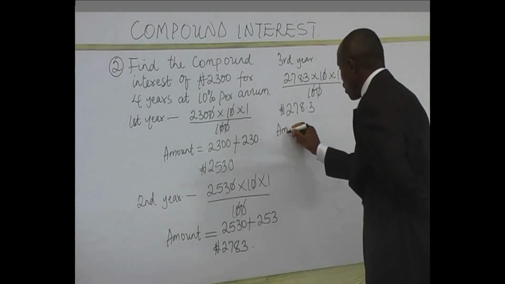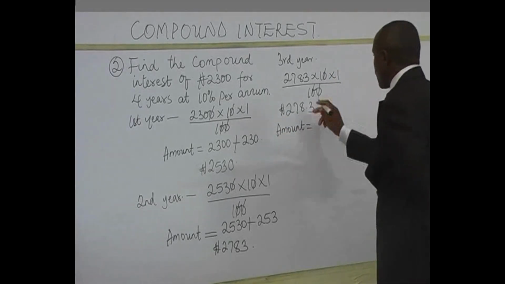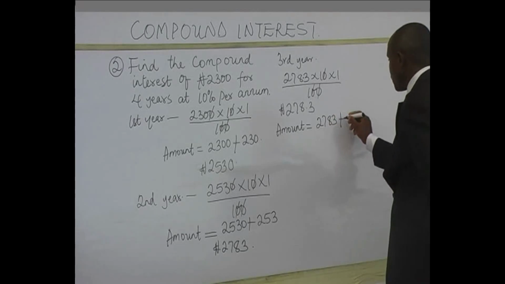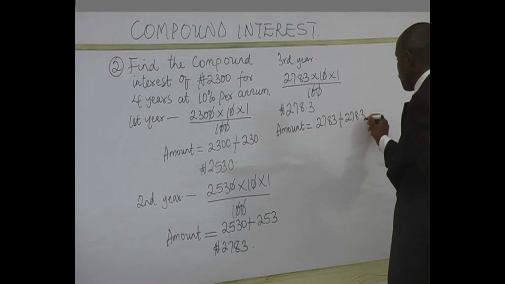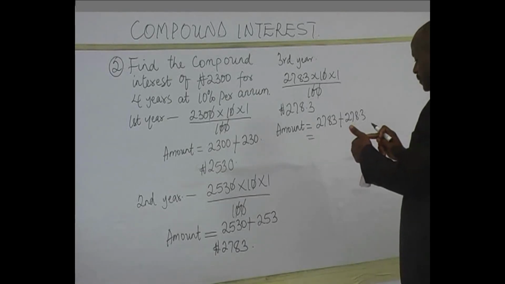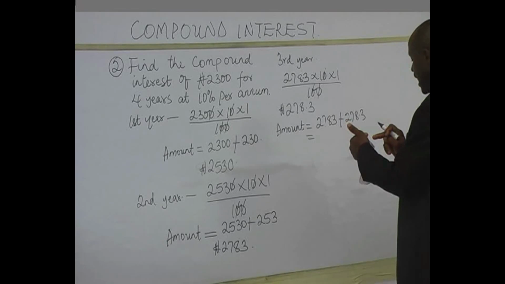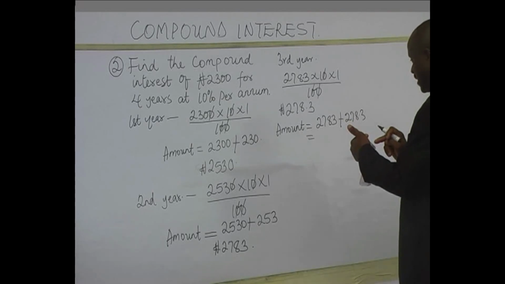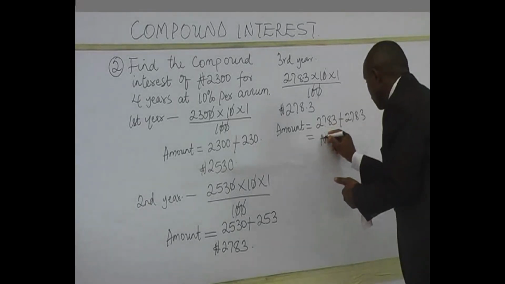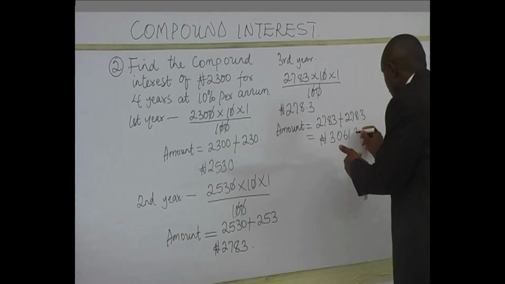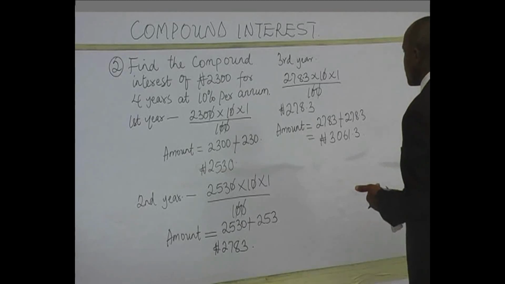Now the amount for the third year is going to be the principal for the third year, which is 2,783, then plus 278.3. Use a calculator here to be more accurate. We have 2,783 plus 278.3 is giving us 3,061 naira 3 kobo. So this is the amount for the third year.